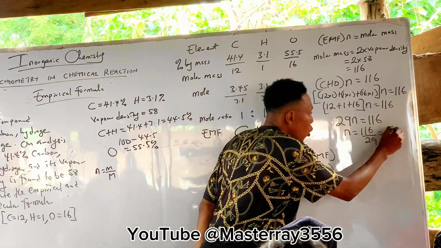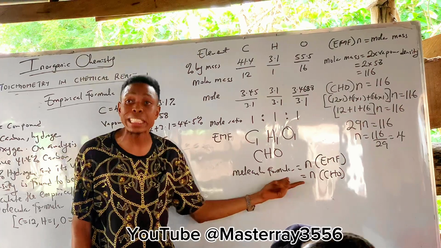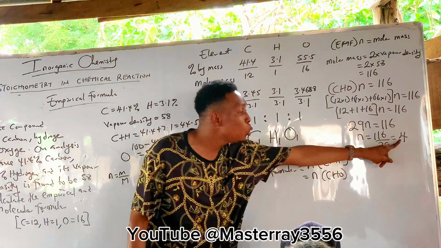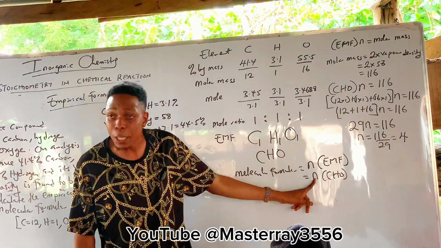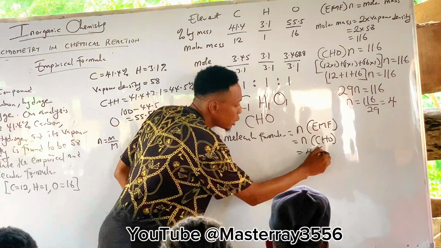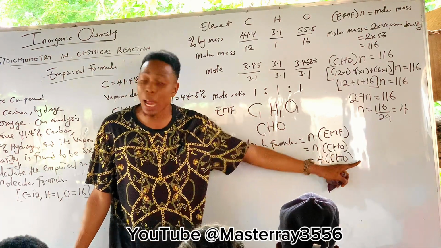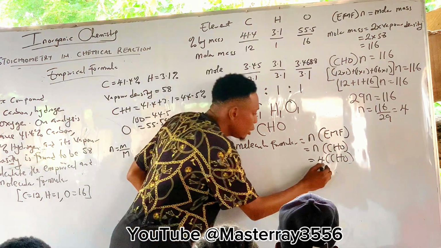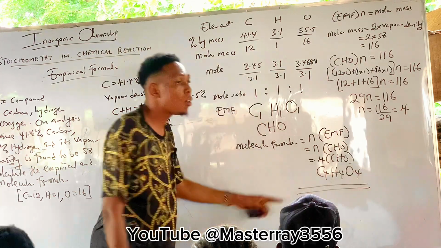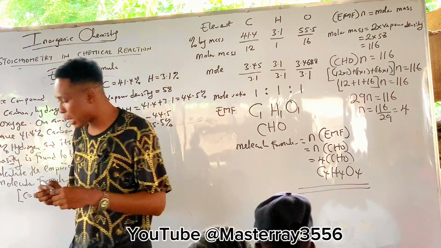We have it to be 4. Now you can see we succeeded in getting N, right? Yes. Normally the molecular formula is a multiple of the empirical formula, is it not? Yes. So what you need to do is substitute this 4 into this place. So it becomes 4 bracket CHO. You use 4 to open up the bracket. 4 times C, C4, H4, and O4. So this is our molecular formula, while this is our empirical formula. So you can copy that.